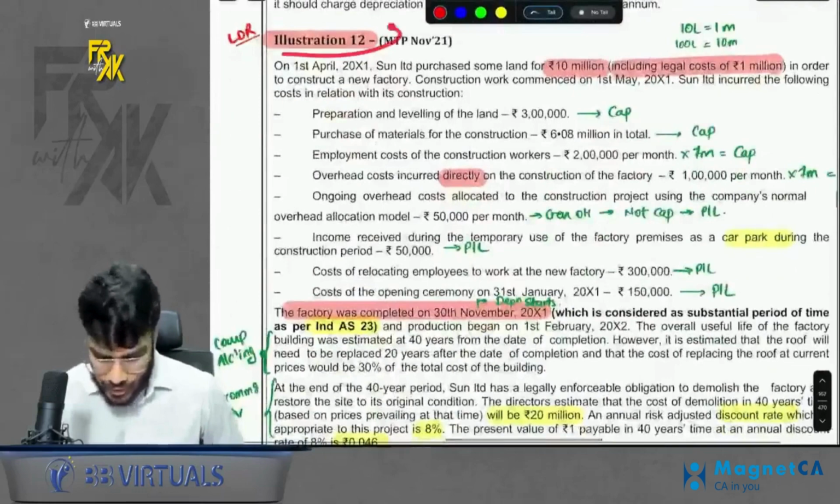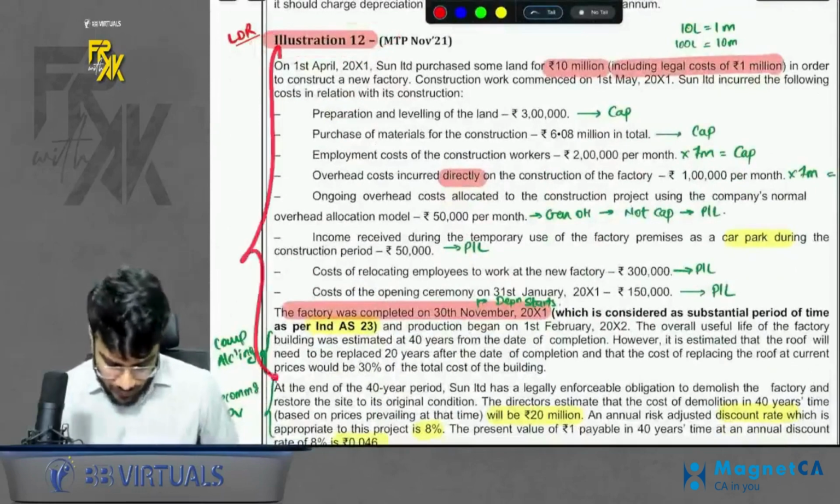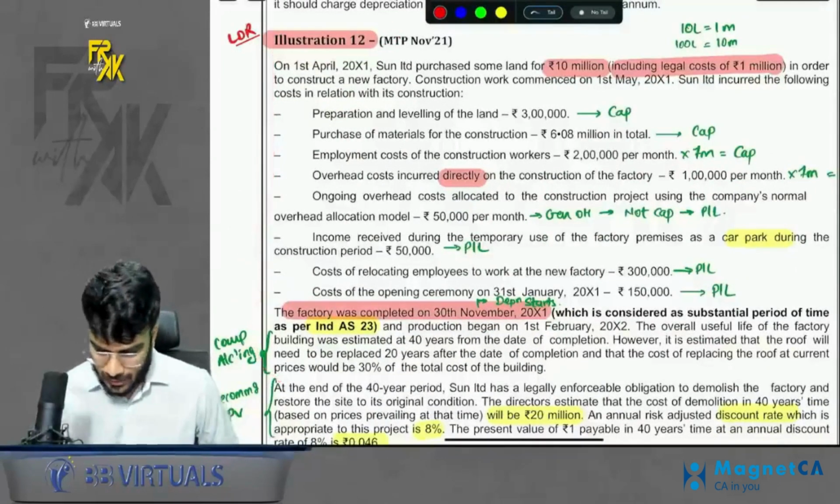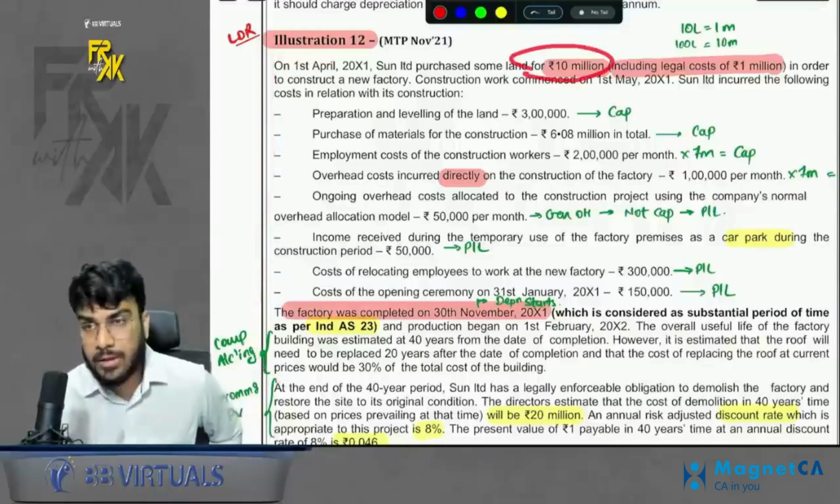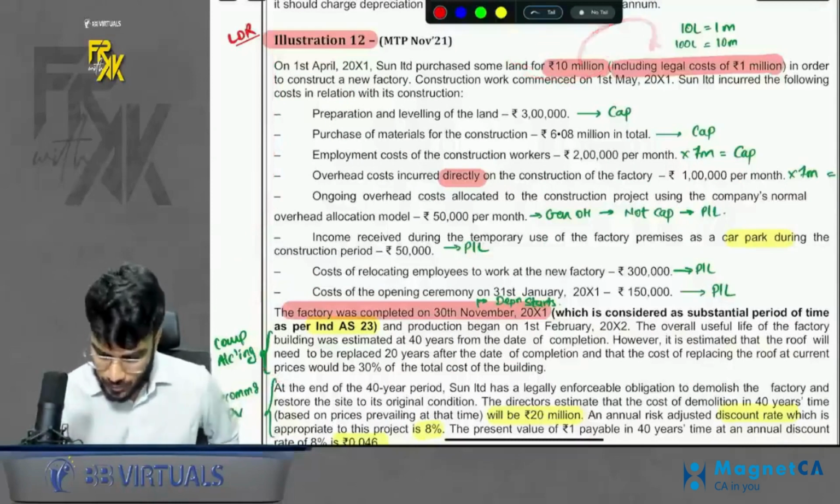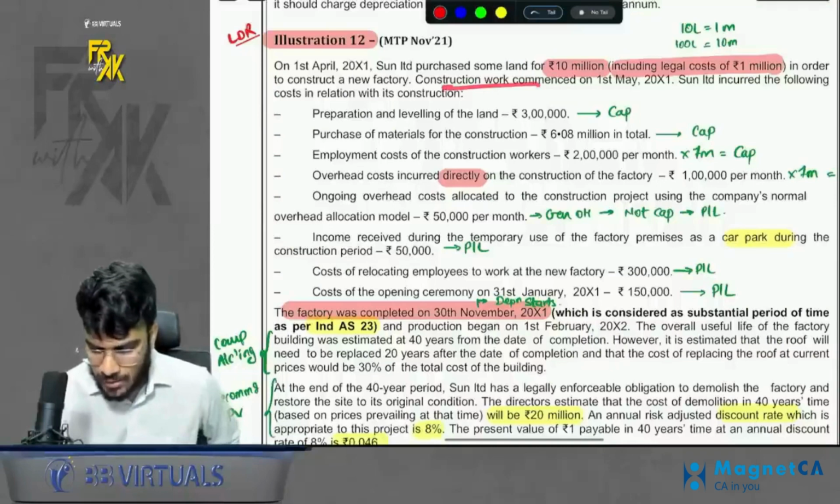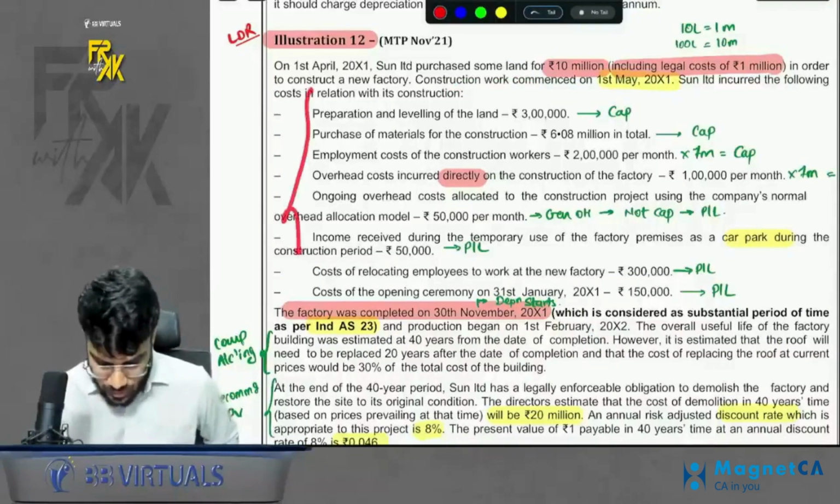Then you will come towards illustration number 12. Now this is a very good question. Let's revise this question again. So what does it say? We have a land worth 10 million including legal cost. No problem. Okay. Then we are doing some construction which commenced on 1st May. So there are certain costs given.